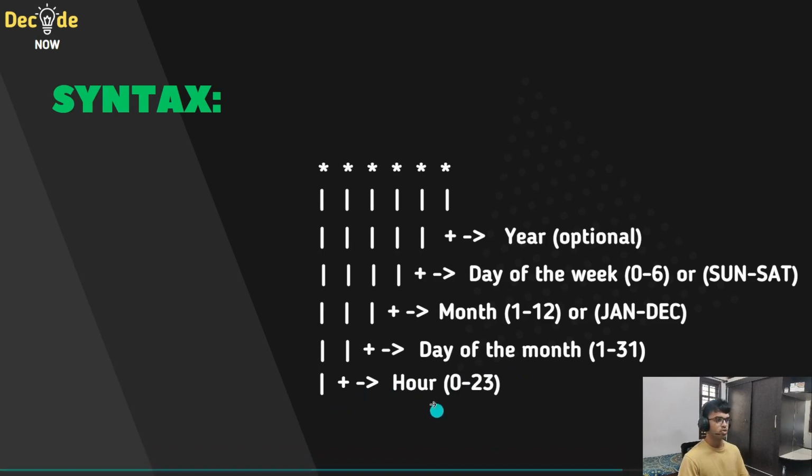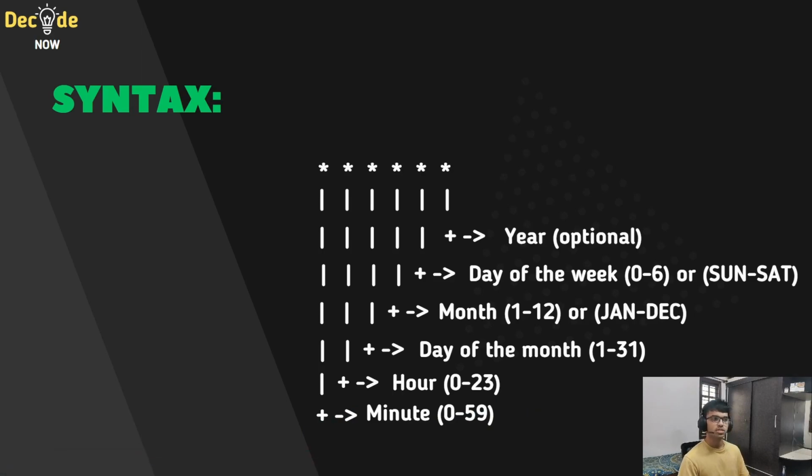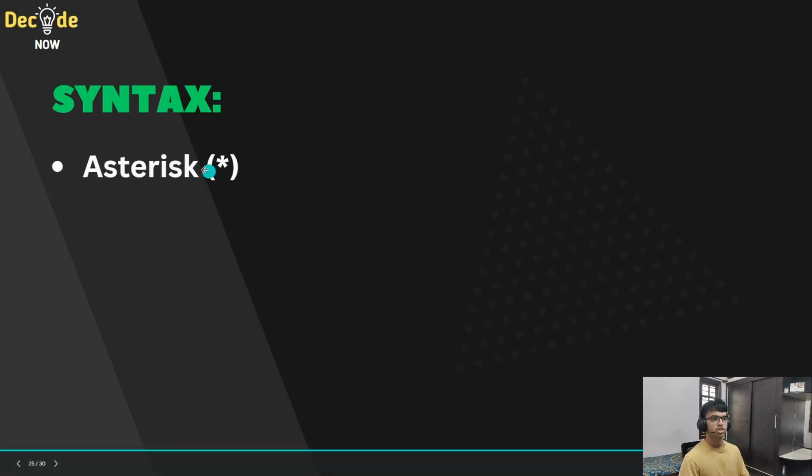That is mentioned by using this hour field. Next we have minute. So this minute is 0 to 59. At which particular minute we want to run this cron job is mentioned or defined using this particular time field. By using certain special characters, we can make cron expressions even more powerful. So let's look at those special characters.